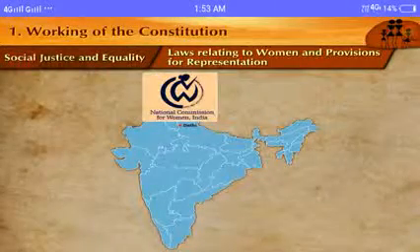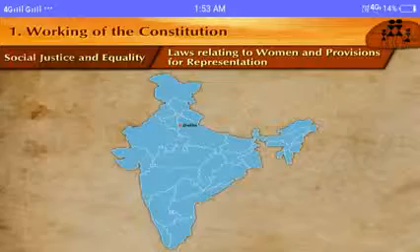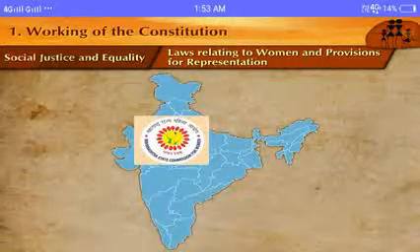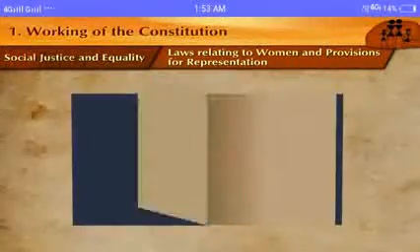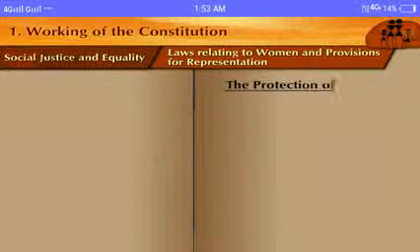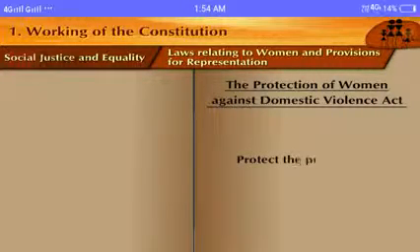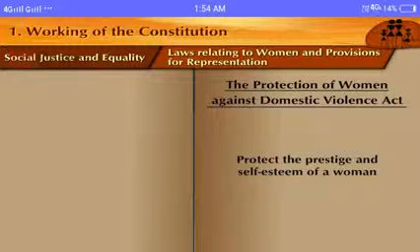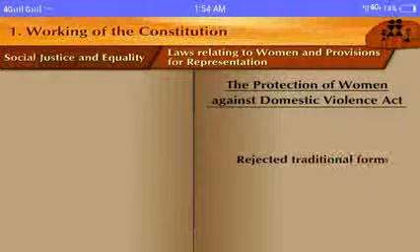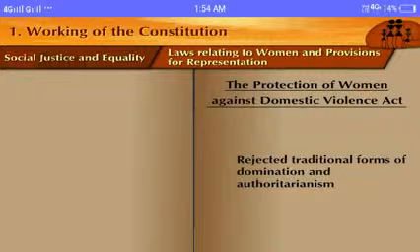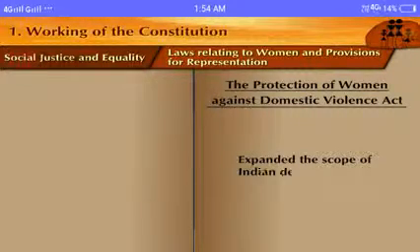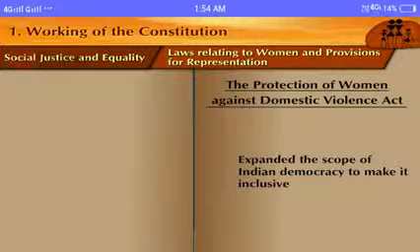A National Commission for Women has been established, with similar commissions also established at state levels. The Protection of Women Against Domestic Violence Act was an important step undertaken in the direction of upholding the sanctity of democracy. This act underlined the need to protect the prestige and self-esteem of a woman. This act rejected traditional forms of domination and authoritarianism and expanded the scope of Indian democracy to make it inclusive in a true sense.